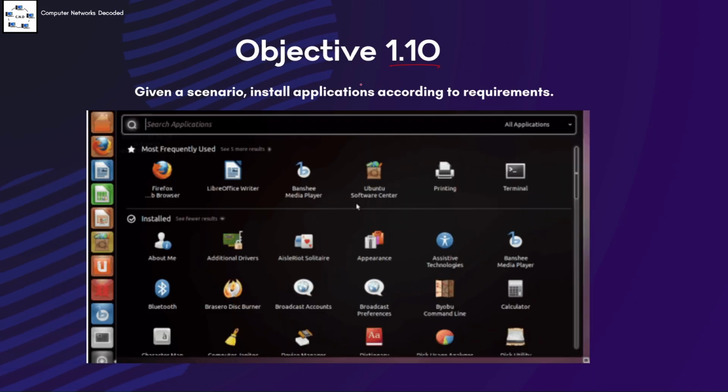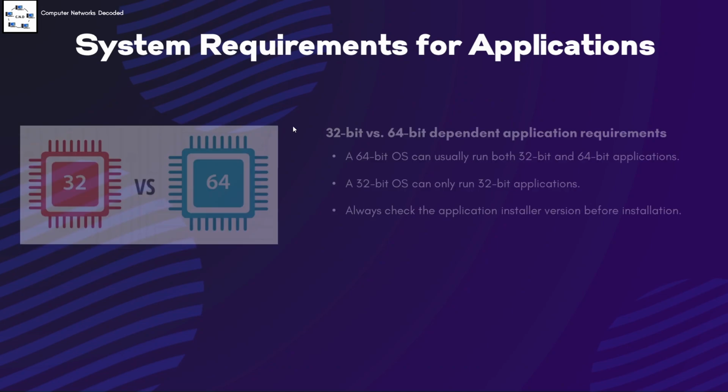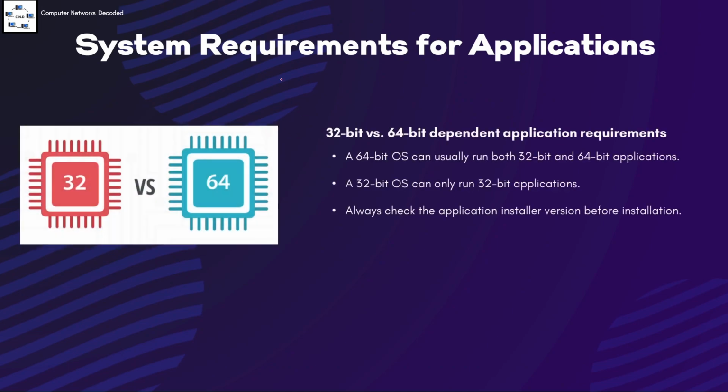Objective 1.10, given a scenario, install application according to requirements. And some system considerations for application. First one is the 32-bit versus 64-bit dependent application requirement. A 64-bit operating system can usually run both 32-bit as well as 64-bit applications, while a 32-bit operating system can only run 32-bit applications.